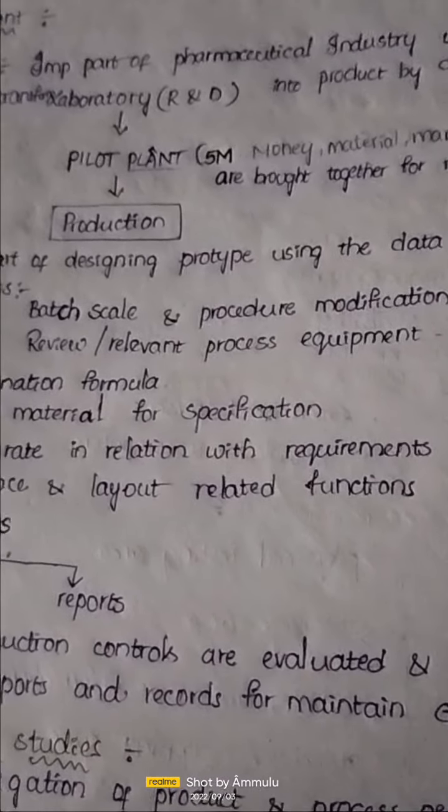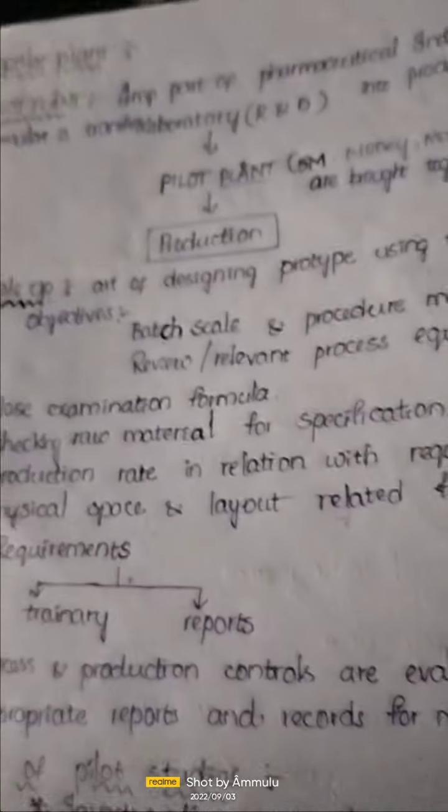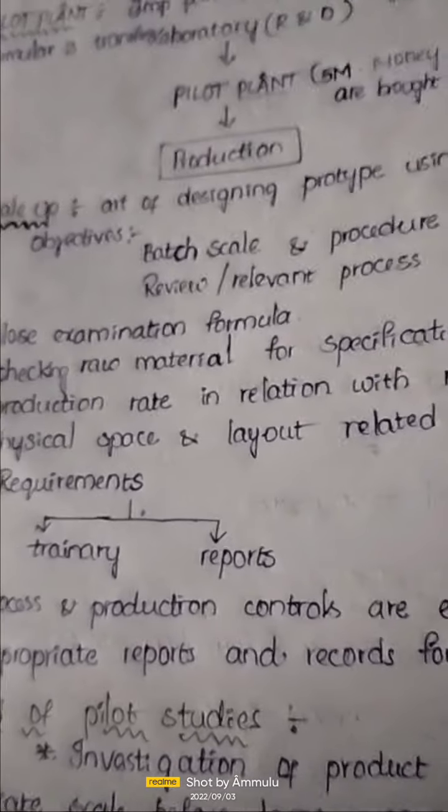Here a small chart-like structure is given. You can observe that first research and development comes, and then pilot plant scale, and then we move to the scale up process, and then large scale production. This is a short introduction to pilot plant studies.